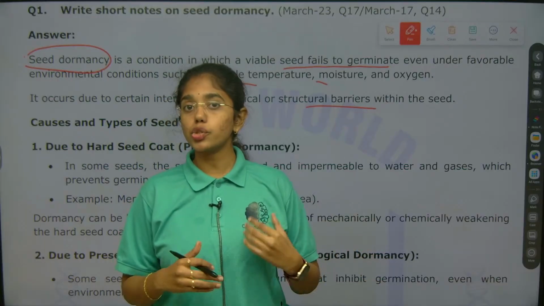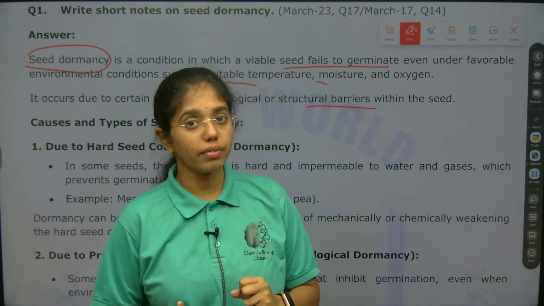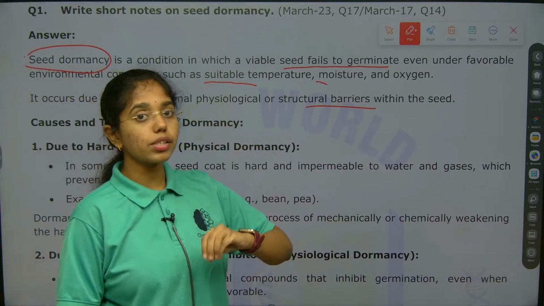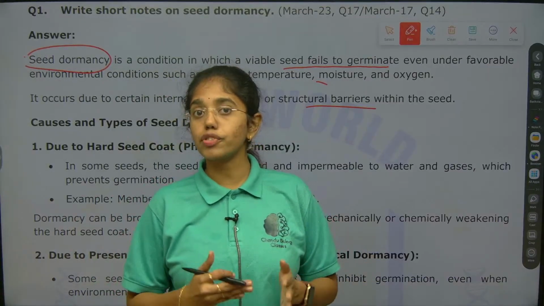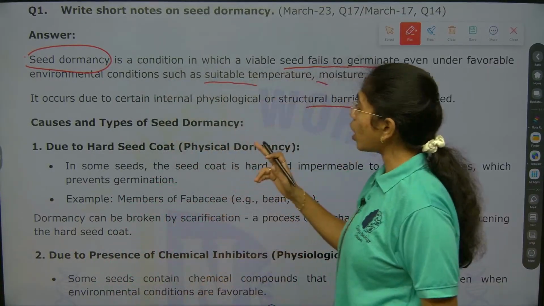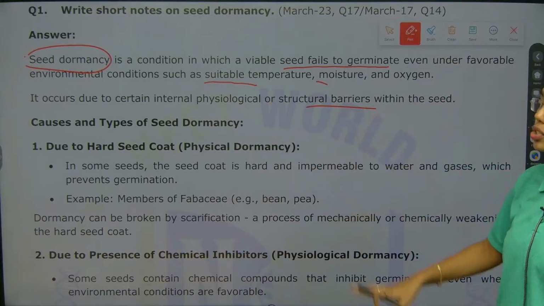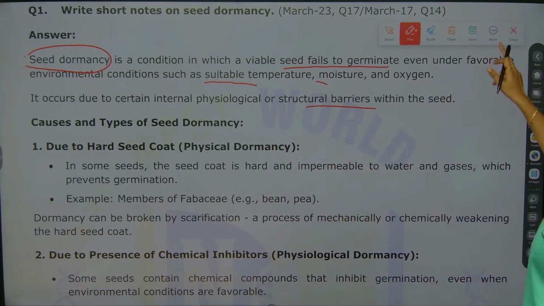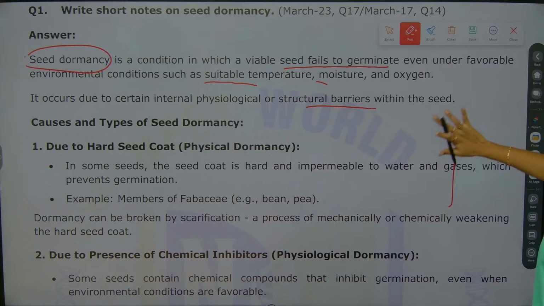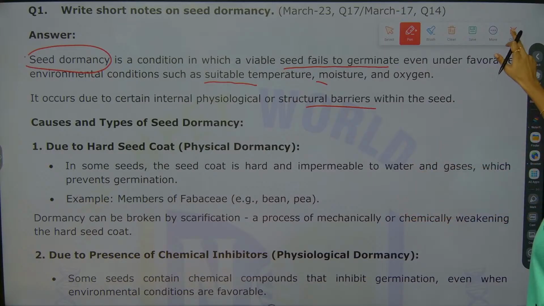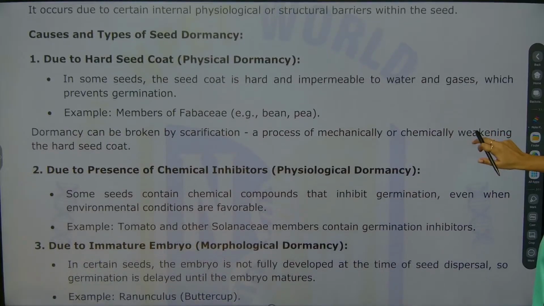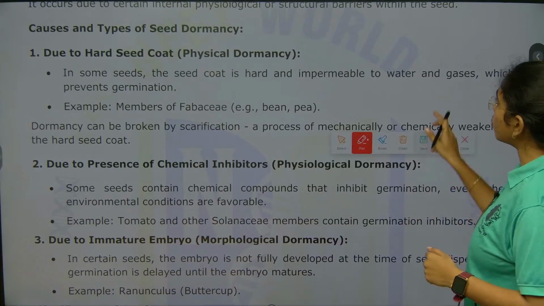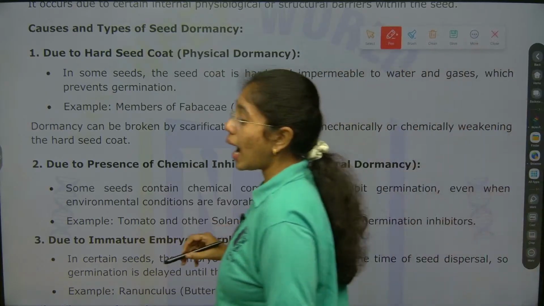External barriers is when the environment is unfavorable, be it in unfavorable temperature, moisture and oxygen. When external barriers are not there, even in favorable conditions, if seed is unable to germinate, that is because of internal physiological and structural barriers. Now you see what are the causes and types of seed dormancy. First thing, due to hard seed coat. If seed coat is hard, then it is difficult for epicotyl and hypocotyl to burst out opening the seed coat. Yes or no? First is due to what? Internal barrier, that is due to hard seed coat.